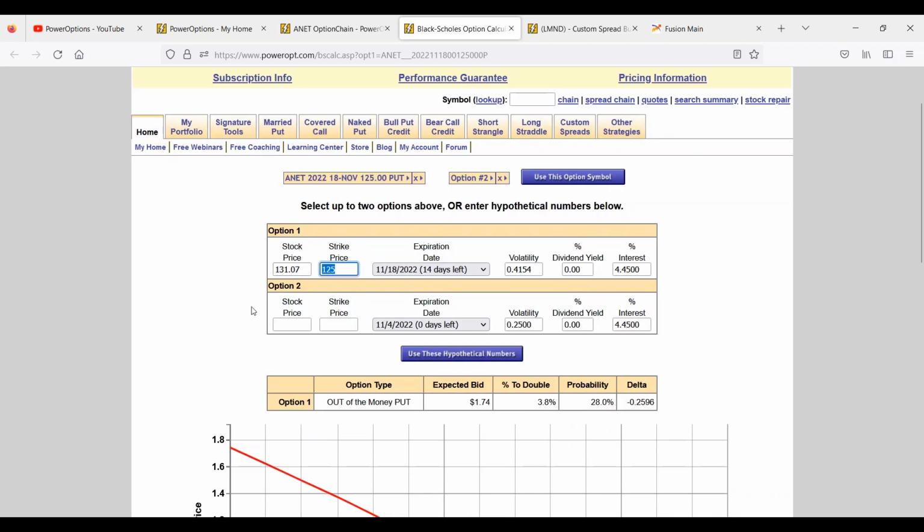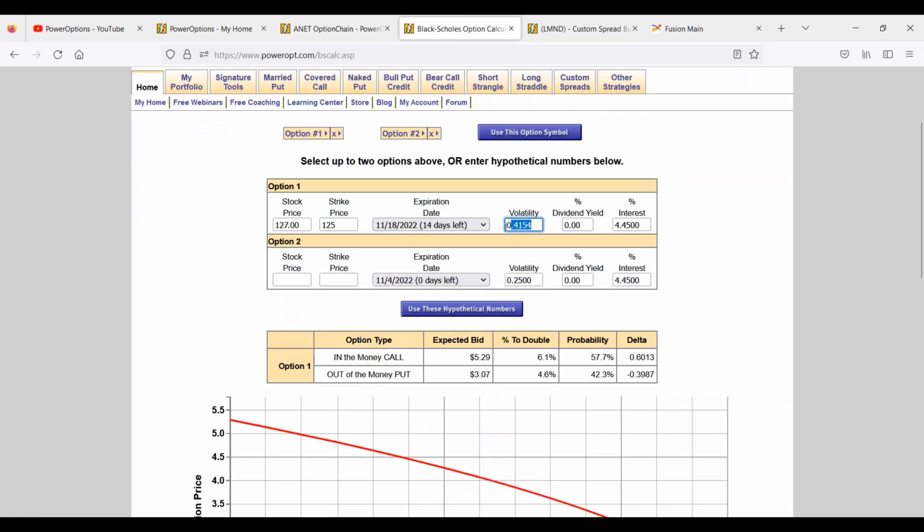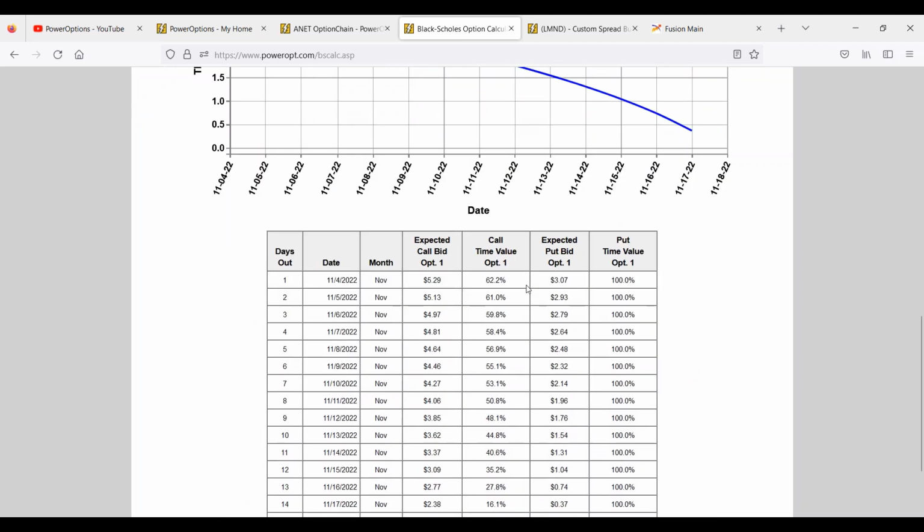So in a couple of days, what is my expected value of the 125 strike I'm considering selling if the stock falls down to, let's say, 127? Simple, we just change the stock price, leave everything else alone, click use these hypothetical numbers. Yes, there might be a slight change in implied volatility if the stock drops 4 points in the next day or two. Now we see a different time decay curve. And as we scroll down, we can see that our put value here would be expected to be about 307 instead of 210. And then the next day it'd be about 293 instead of where we are right now at 210.